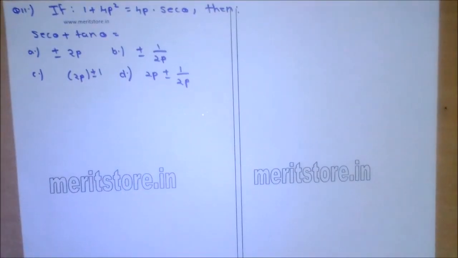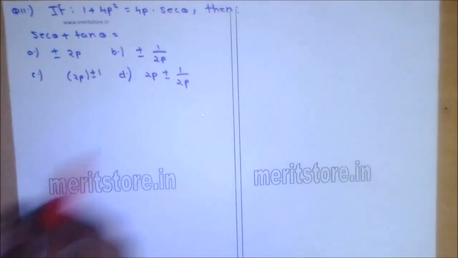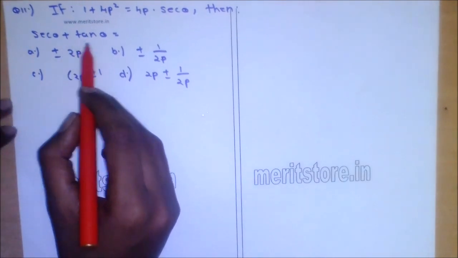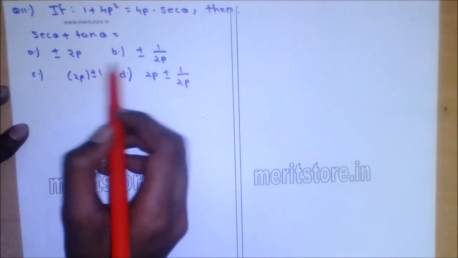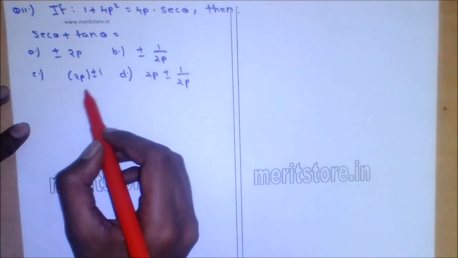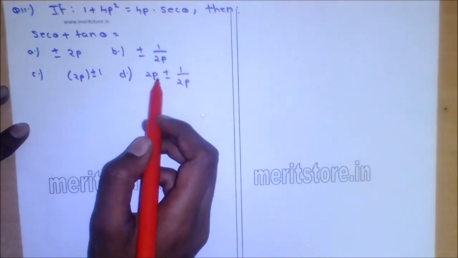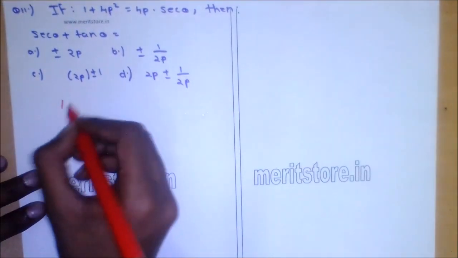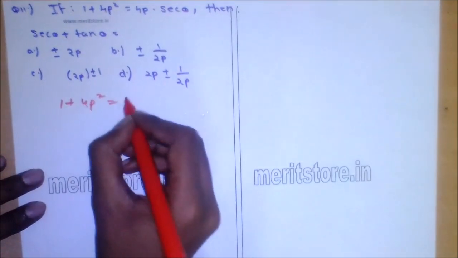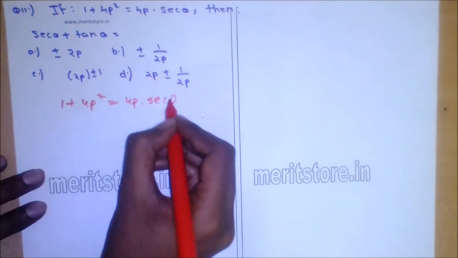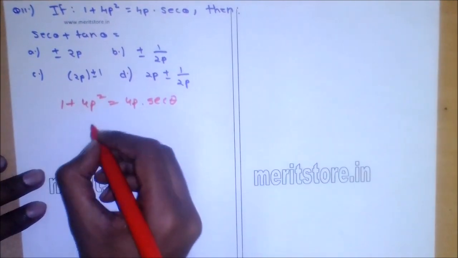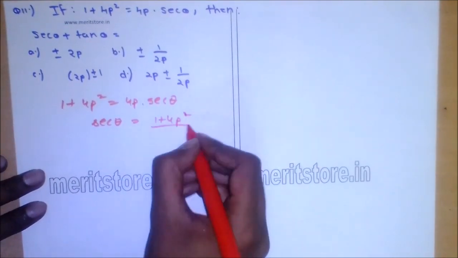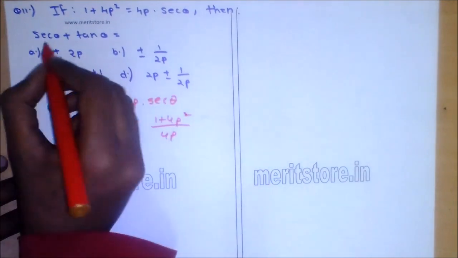It is given that 1 plus 4p square equals 4p into sec theta. We have to find the value of sec theta plus tan theta. The options are plus or minus 2p, plus or minus 1 by 2p, 2p raised to plus or minus 1, or 2p plus or minus 1 by 2p. So we have 1 plus 4p square equals 4p into sec theta. So sec theta equals 1 plus 4p square upon 4p. So we got this term.